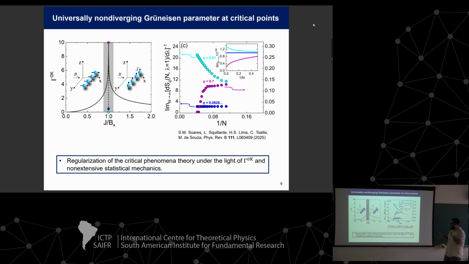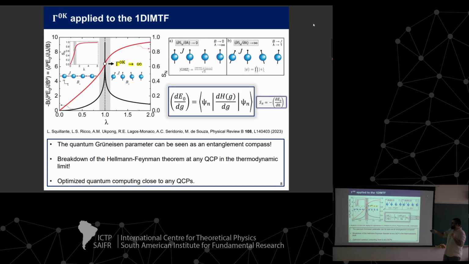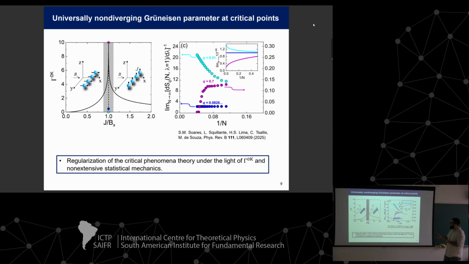So we have focused on this open circle to make this a full circle. So this is not a divergence anymore. Instead, we show that for the correct value of a particular parameter q, the divergence goes away. So we have regularized, in terms of the non-extensive statistical mechanics, the critical phenomena theory that some of you may know predicts singularities right at the critical point.